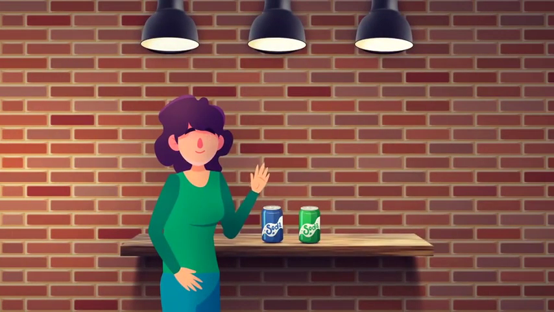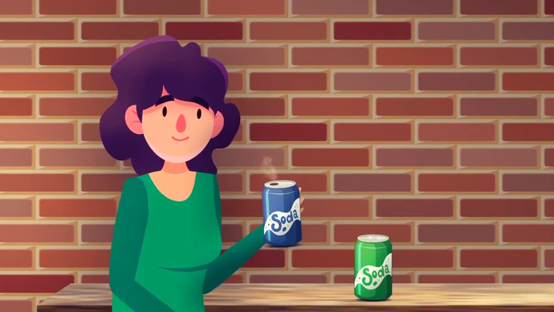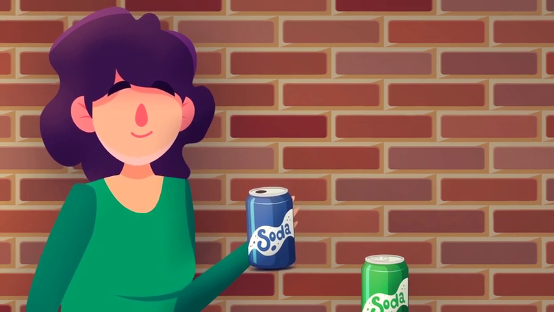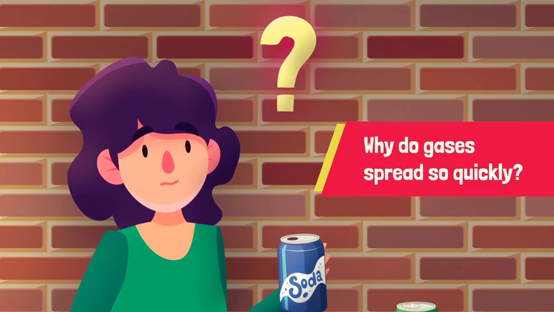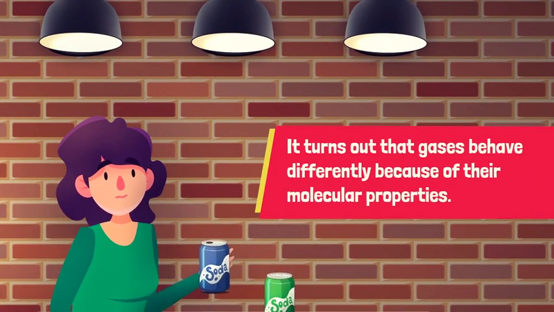At a school party, Maria opened a soda can. She heard a fizzy sound of gas escaping from the can even though the drink itself did not spill out. This made Maria wonder why gases spread so quickly, unlike liquids and solids. It turns out that gases behave differently because of their molecular properties.